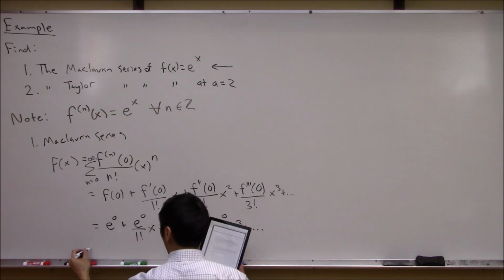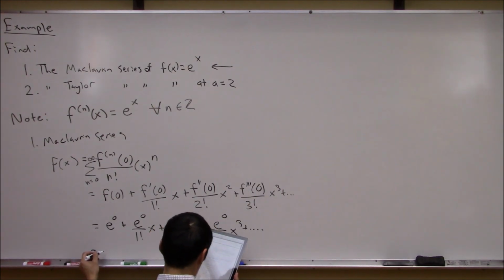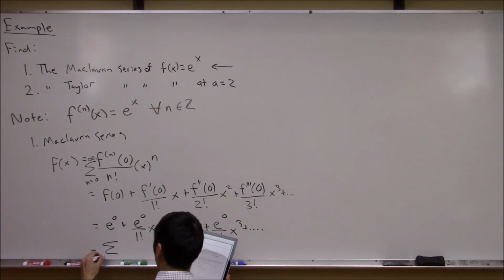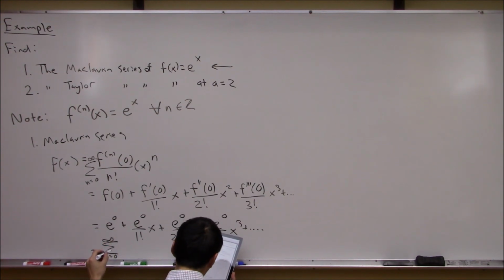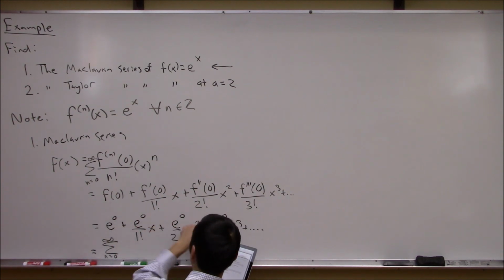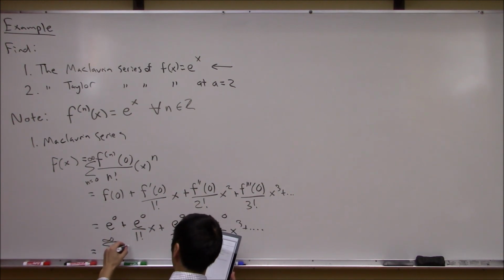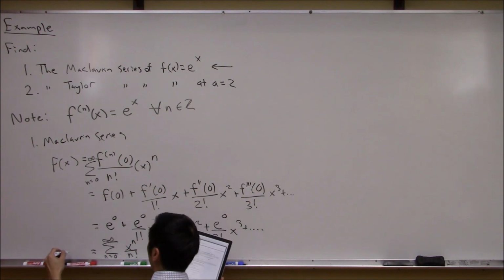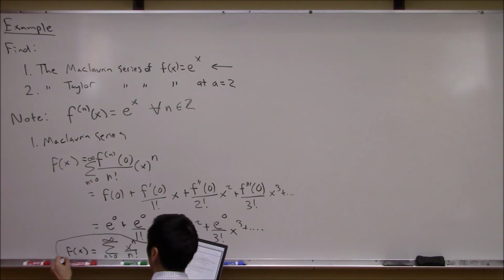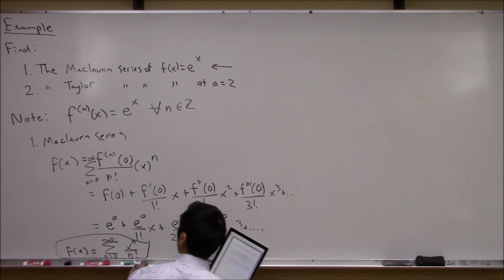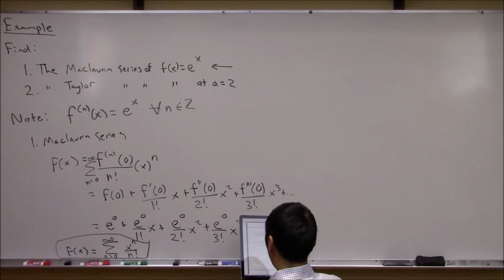etc., etc. So again, long story short, this thing just boils down to the sum from n equals 0 to infinity of, basically, e to the 0, right? These are all 1s, so this thing could all be written as just x to the n all over n factorial. So here's the Maclaurin series representation of this function, right? Okay. That's pretty great.